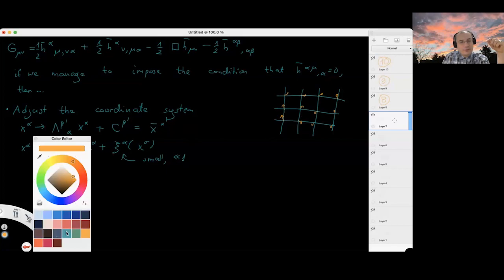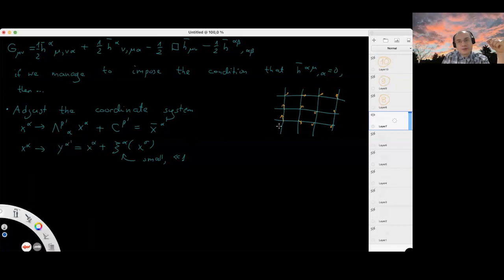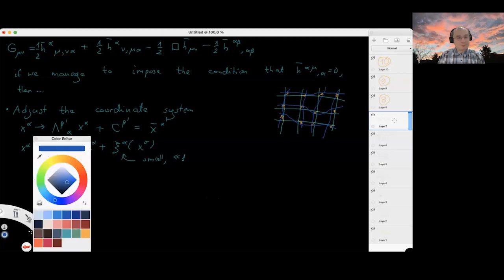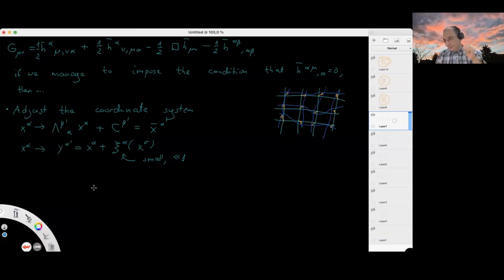And this way, we obtain a different coordinate system, slightly, let's say, slightly updated. You see, it's not terribly different from the one we had before, but it has been adjusted a little bit. Now, this is perfectly admissible.